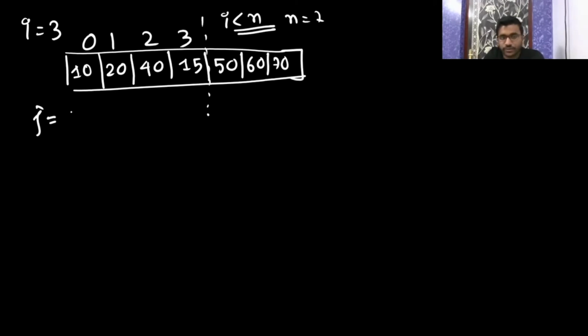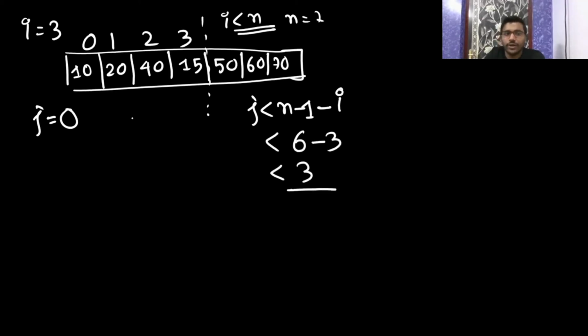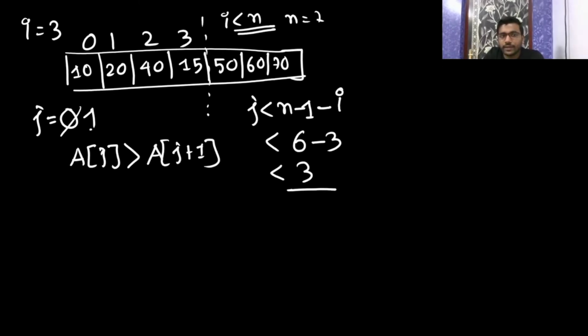Now I will go a little bit fast. Okay, so you understood how it is doing. So now j will go while smaller than n minus 1 minus i. So n minus 1 is your 6, 6 minus 3 is your 3. j should go smaller than 3. So is a of j greater than a of j plus 1? No. Then increment. Greater? No. Then 2. Greater? Yes. So 15 will be here, 40 will be here.